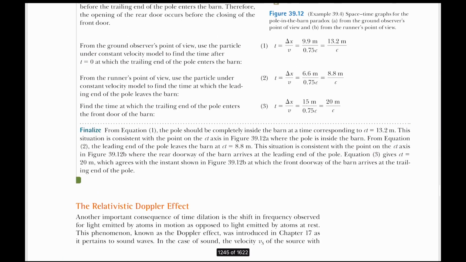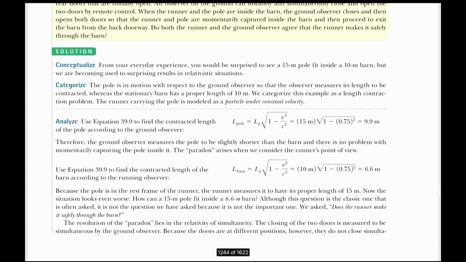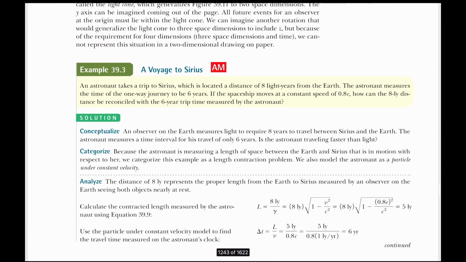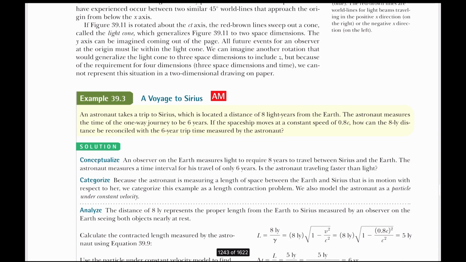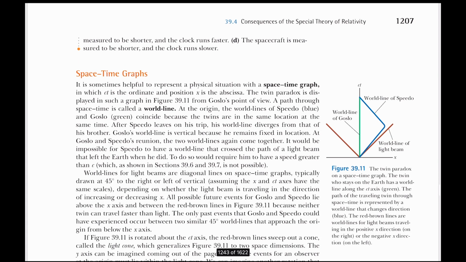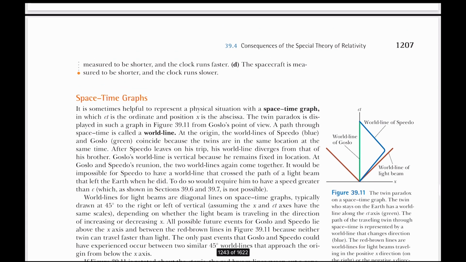Doppler effect, no. The Pullman-Barn paradox, what is that? Voyage to Sirius. An astronaut takes a trip to Sirius, which is located at a distance 8 light years from Earth. Okay, crazy. An astronaut measures the time of one-way journey to be 6 years. This is looking familiar. If the spaceship moves at a constant speed of this, how can the 8 light year distance be equated with the 6? Okay, this problem looks extremely familiar.